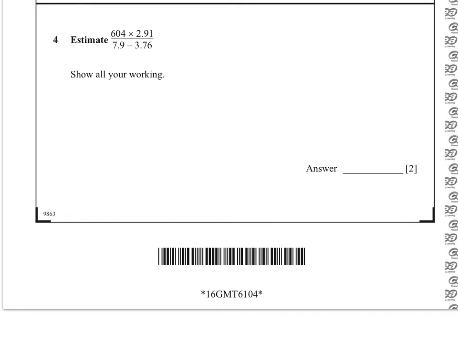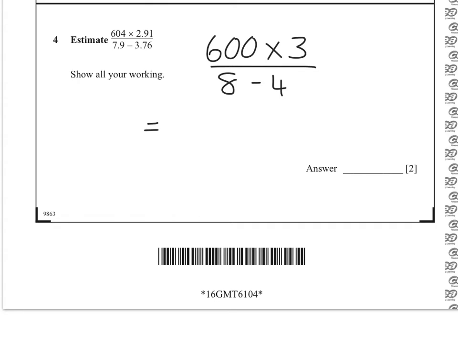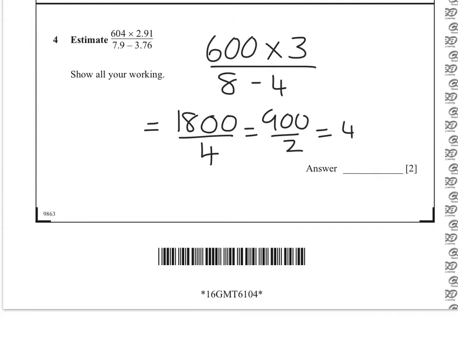If you want to estimate, that would be 600, rounded to one significant figure, multiplied by 3, divided by 8 take away 4, which gives us 6 times 3 is 18, and 8 take away 4 is 4. If I divide top and bottom by 2, then we have 900 divided by 2, 450.